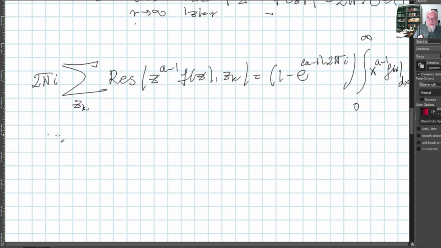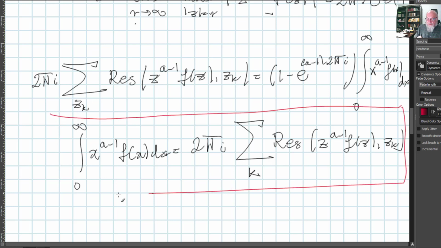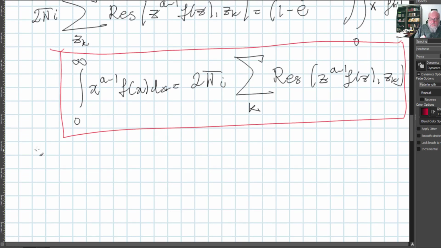So now, of course, we are getting the formula. The integral from 0 to infinity of x to the a minus 1 f of x dx. We derived this formula, so now you have that formula for your application. It is easy to apply. It is the sum over all k, over all singularities, of the residue of z to the a minus 1 f of z at zk, and this is the required formula.